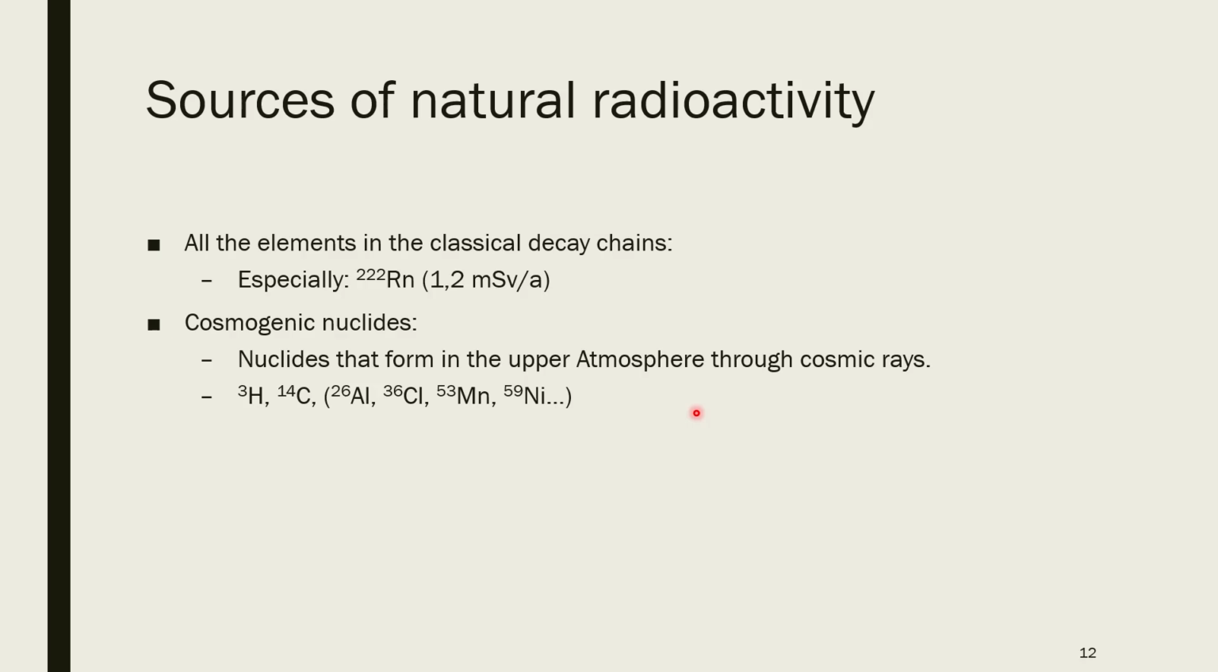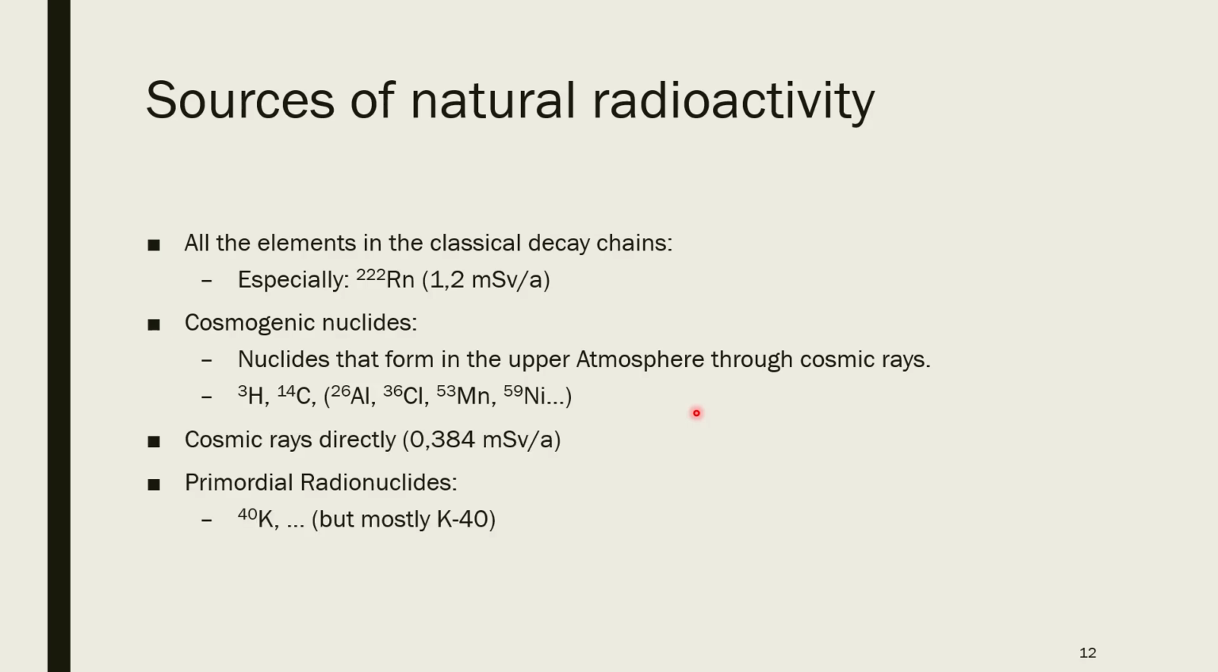Sometimes even cosmic rays directly. What are cosmic rays? Cosmic rays are protons and very high-energy photons, and sometimes even alphas, but the alphas do not make it to the ground. And from the sun there are also some neutrons, but on their way to Earth they will decay into electrons and protons, and these protons will hit the Earth's surface, adding up to about 0.384 millisieverts a year from cosmic rays directly.